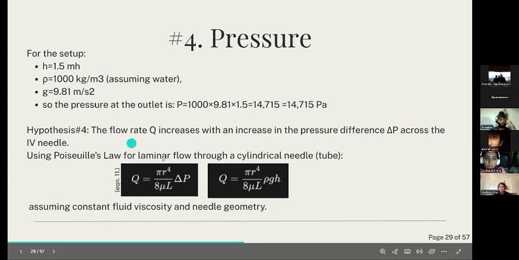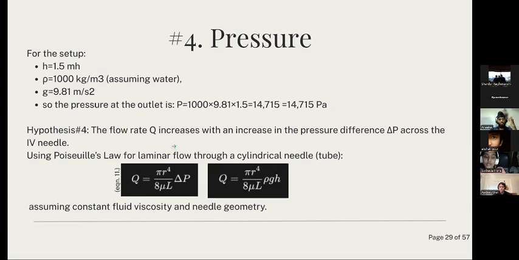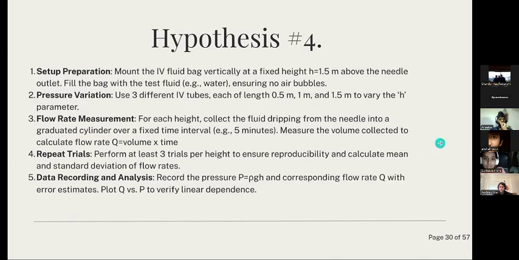Here we come to our fourth hypothesis, which states that the flow rate Q increases with an increase in the pressure difference, delta P, across the IV needle. We use Poiseuille's law for laminar flow through a cylindrical needle, assuming constant fluid viscosity and needle geometry as well. This is the graphical data that we get.